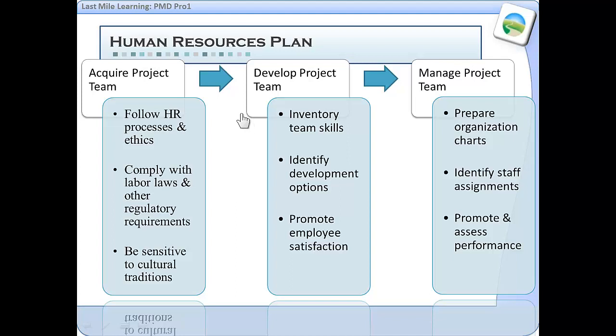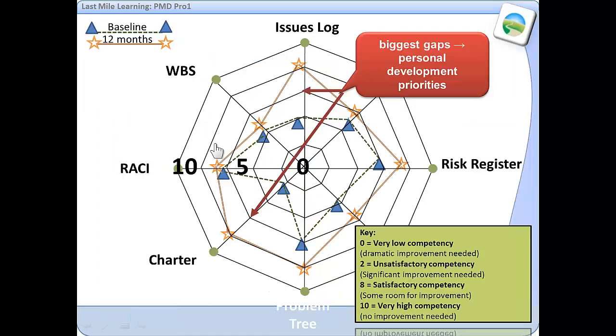Another plan is the human resources plan. A lot of problems and issues that arise in projects have to do with people. Acquiring the project team, developing the project team, and managing the project team. It's extremely important to map out the processes and to plan, and this is an example of one of those areas of indirect work that's extremely important, that's often underemphasized.